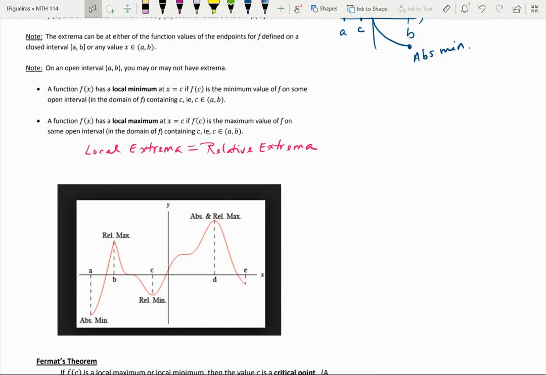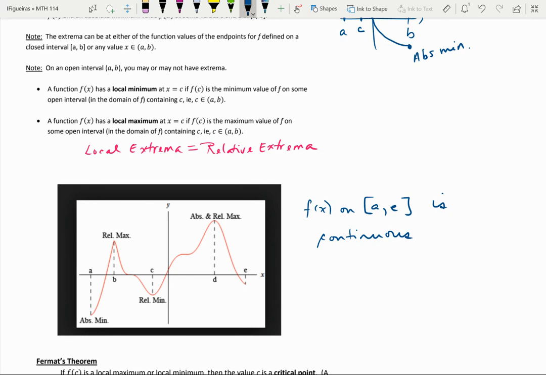So I have a function indicated here by this red curve, which is defined from A to E. So this is, let's say, some function f of x on the closed interval from A to E, and it certainly looks continuous. So this would definitely satisfy the requirements of the extreme value theorem. Now, this particular curve has both absolute and relative extrema. So let's talk about each one.